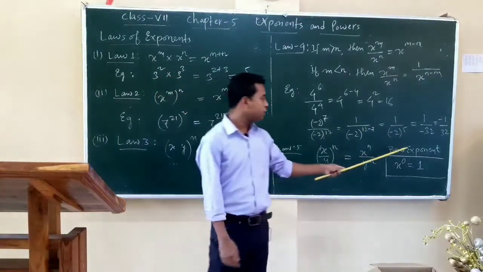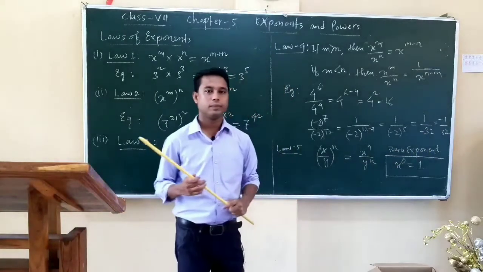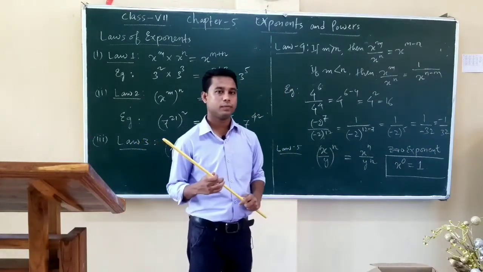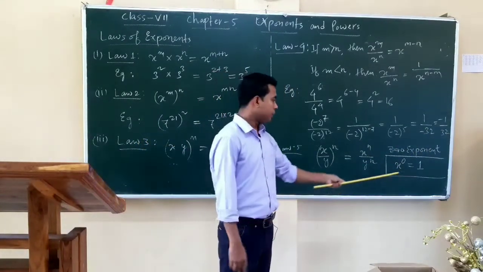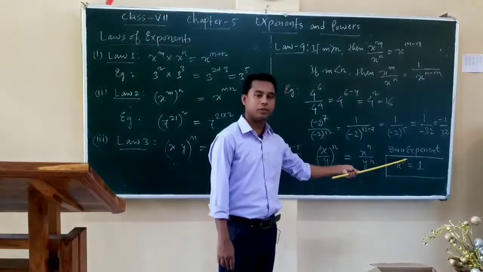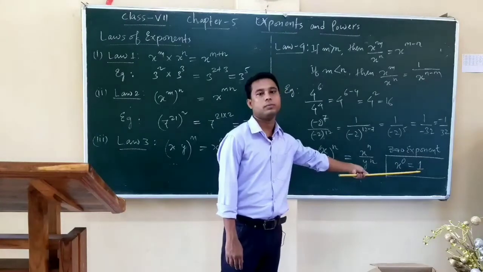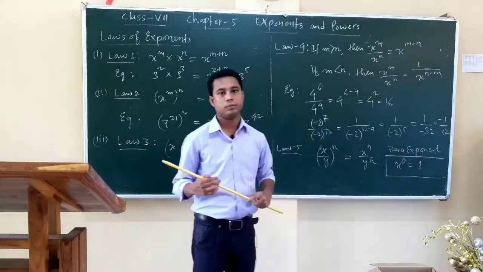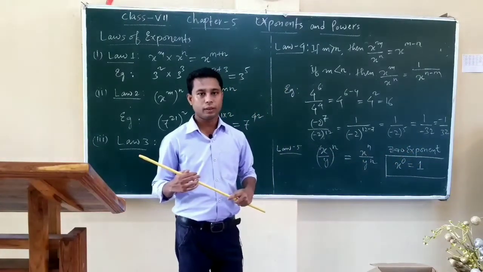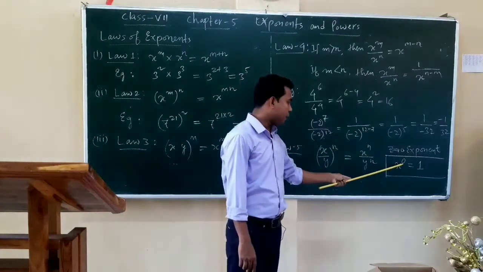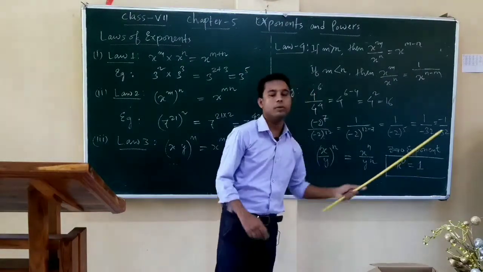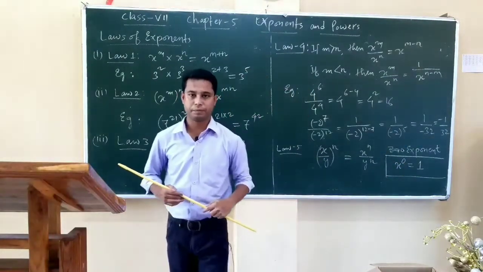Then the last is the zero exponent. That means for any rational number, if the power or the exponent is 0, the value is equal to 1. So, for any rational number, if the power is 0, the value will be equal to 1. Please keep this in your mind.